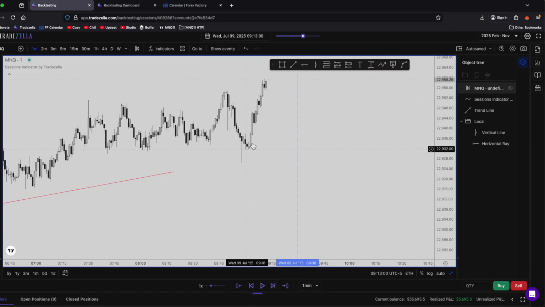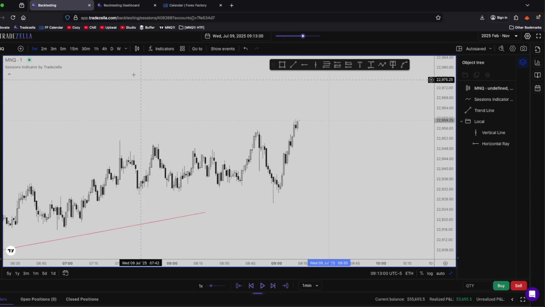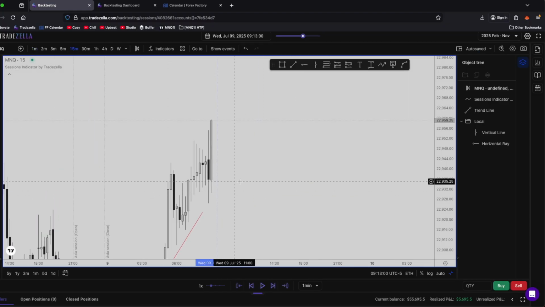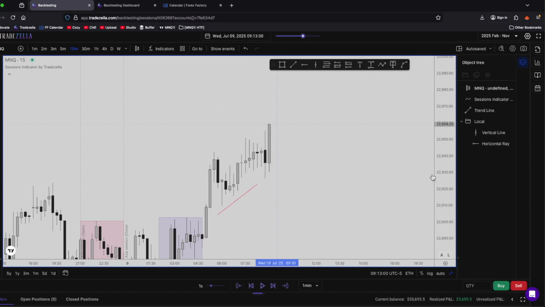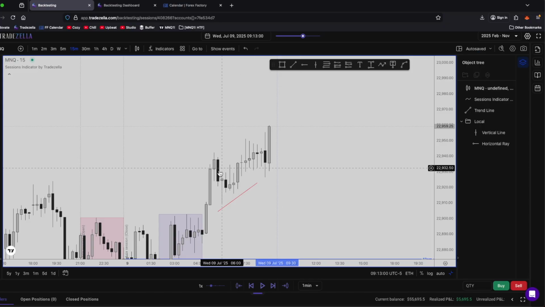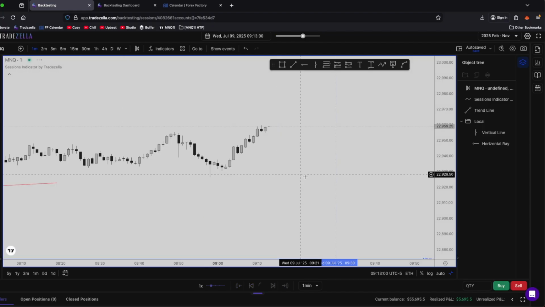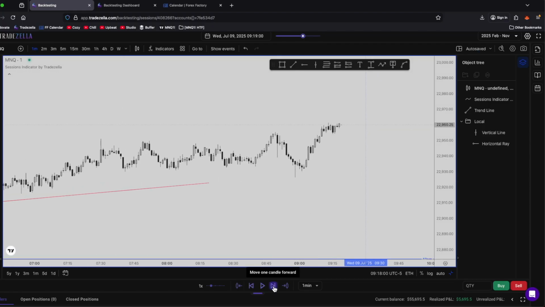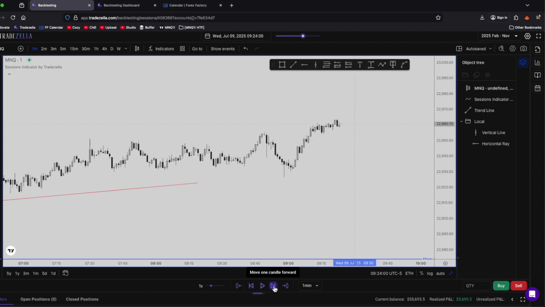Okay, so we had a manipulation and then an impulse move here after the manipulation. Maybe there's a 15-minute gap. Oh, glad I looked at the 15 a little closer. Kind of looking ugly here. The 15 was looking a little wicky.